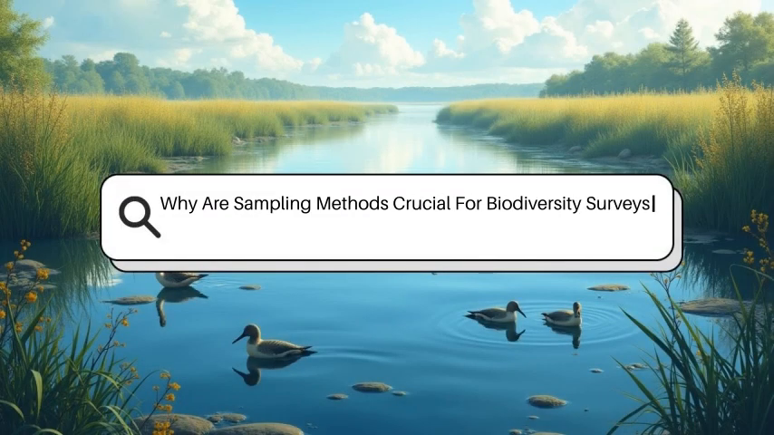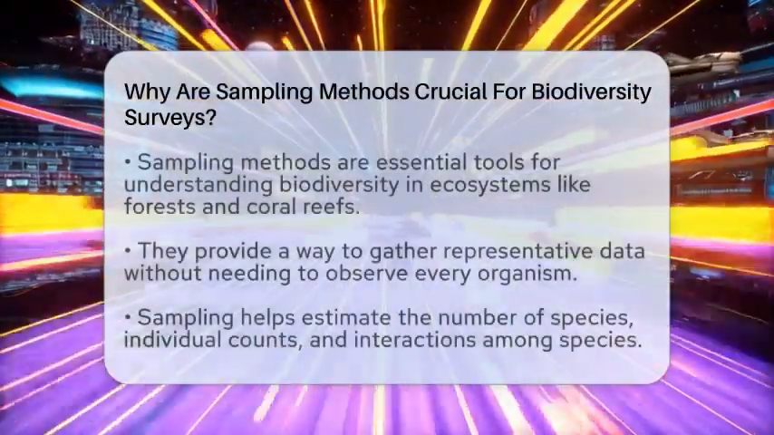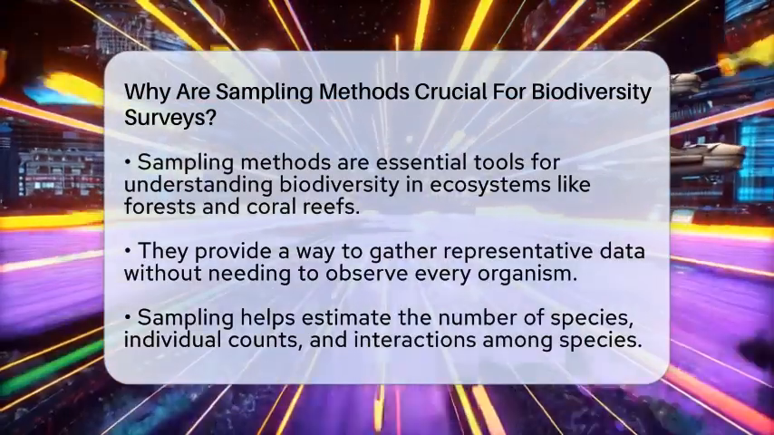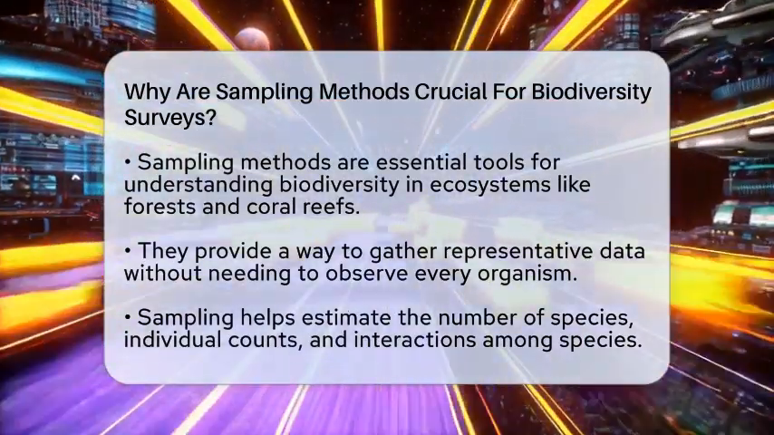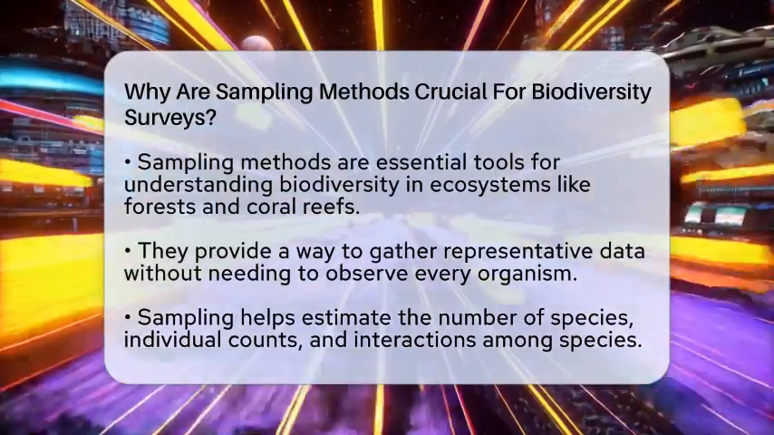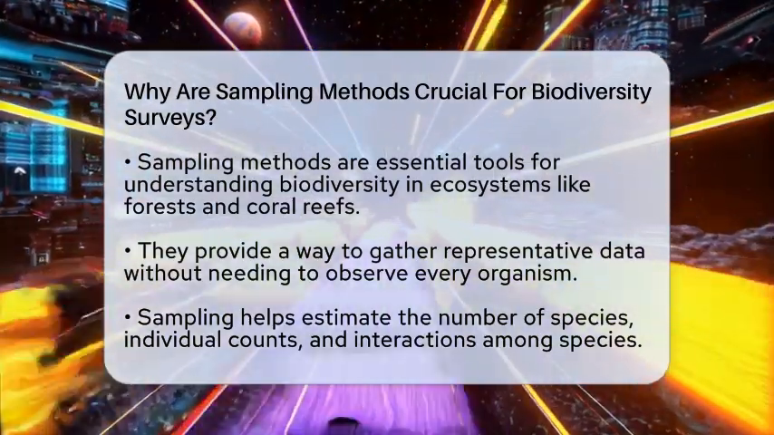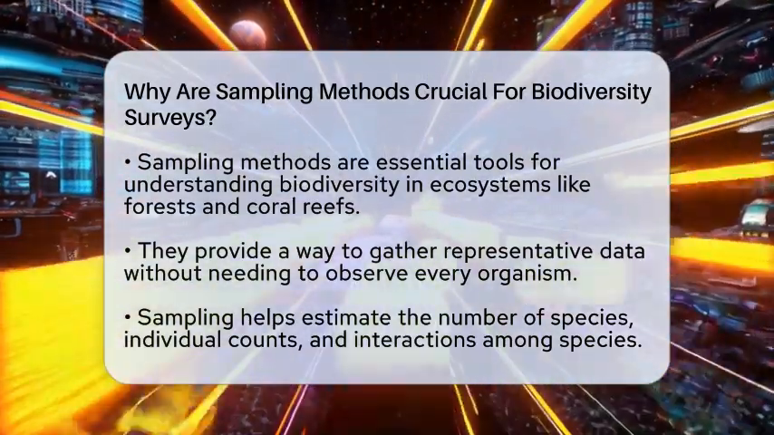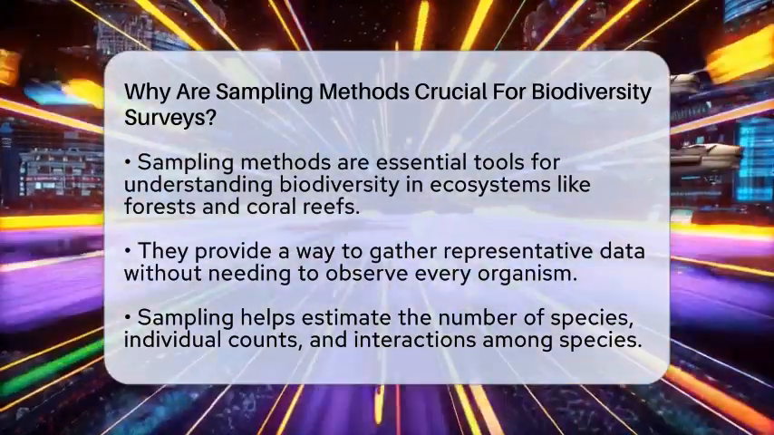Why are sampling methods crucial for biodiversity surveys? Imagine trying to understand the full story of life in a forest or a coral reef. You can't possibly see every single plant or animal, so you need a smart way to gather clues. That's where sampling methods come in. They are the tools scientists use to get a snapshot of the variety of life in a specific area.